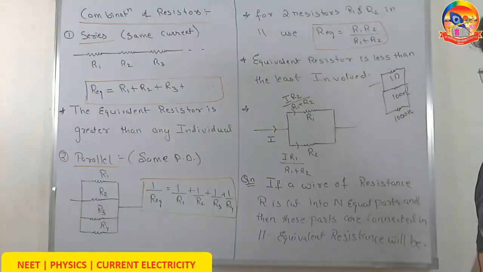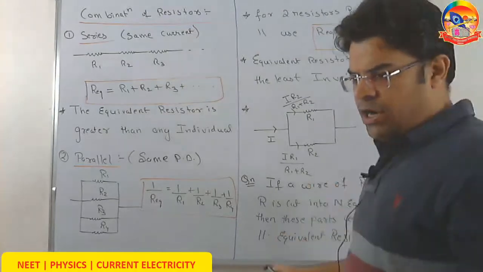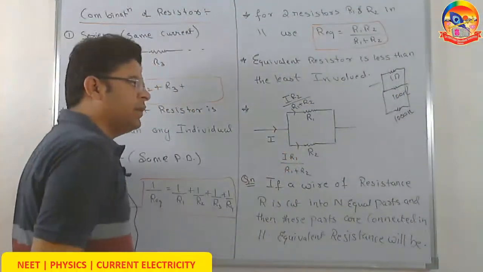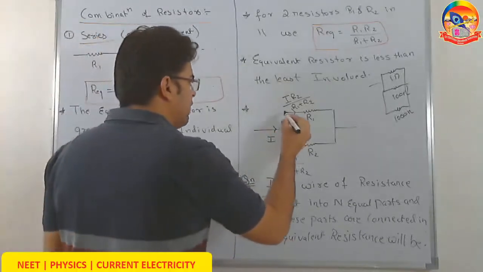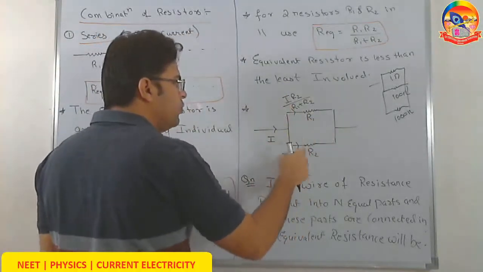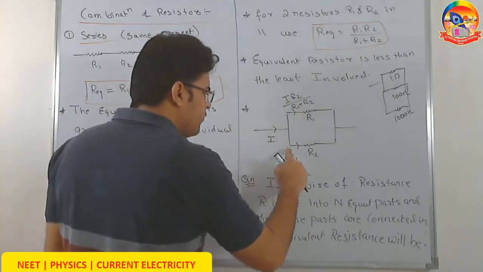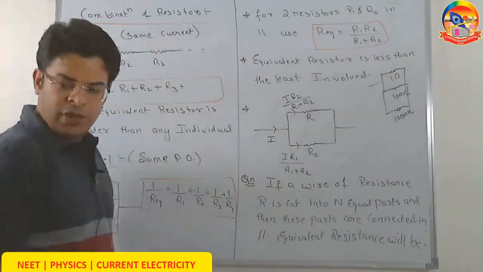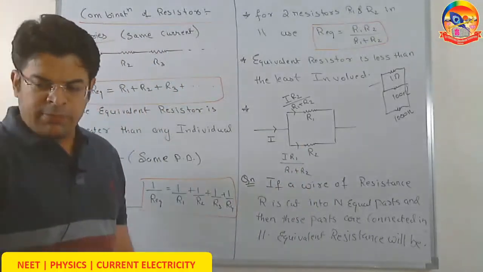Next point, if you have two resistors R1 and R2 in parallel and a current I tries to enter the circuit, the current divides into two parts. The current flowing through R1 is I into R2 by R1 plus R2 and the current flowing through R2 is I into R1 by R1 plus R2. Okay.